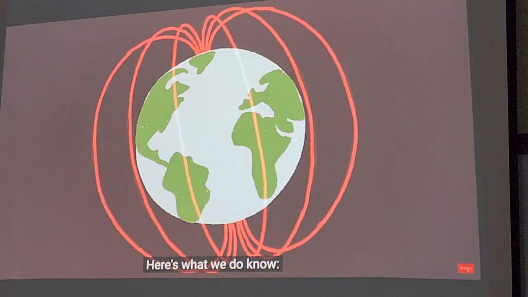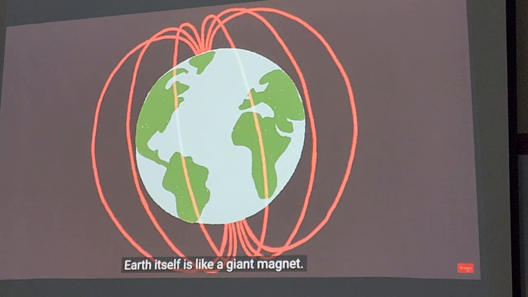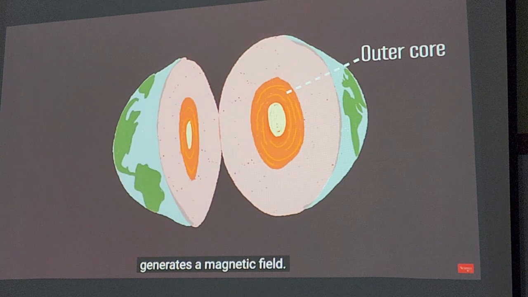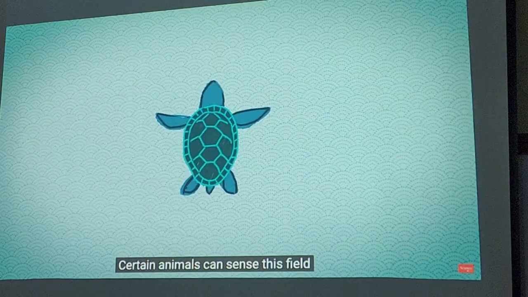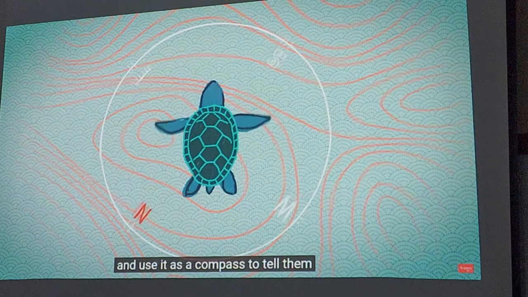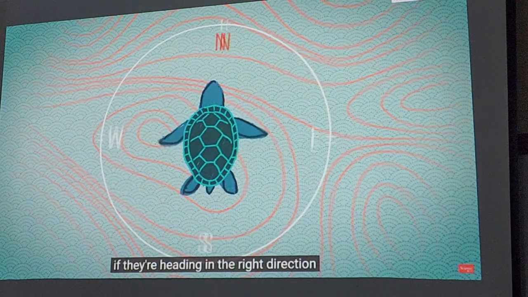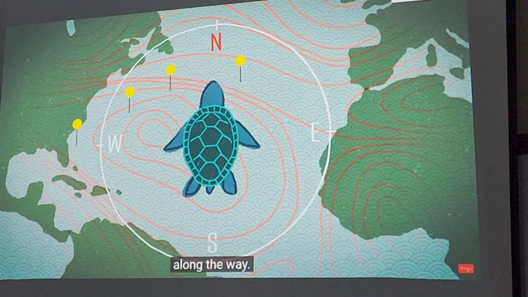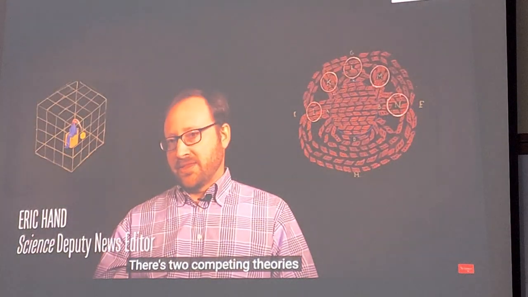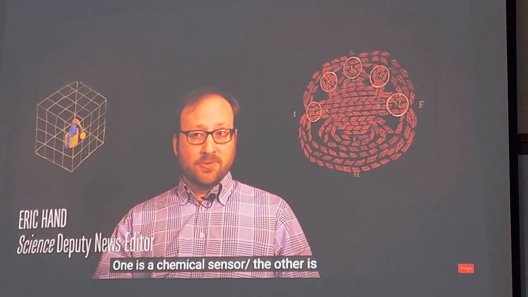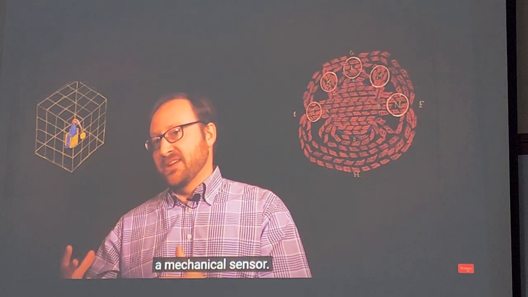Here's what we do know. Earth itself is like a giant magnet. The motion from its liquid outer core generates a magnetic field. Certain animals can sense this field and use it as a compass to tell them if they're heading in the right direction, and a map to give them signposts along the way. There are two competing theories for how magnetoreception works. One is a chemical sensor, and the other is a mechanical sensor.